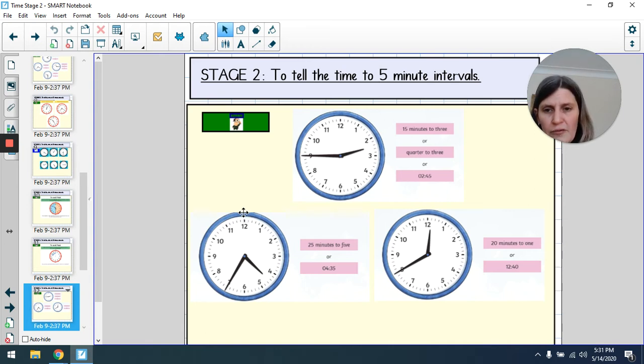So we go up to the 12, we start at the top and we count round in 5-minute jumps. 5, 10, 15, 20, 25. It is 25 minutes to 5 o'clock. That means in 25 minutes time, it will be 5 o'clock. So we'd write it 25 minutes to 5.